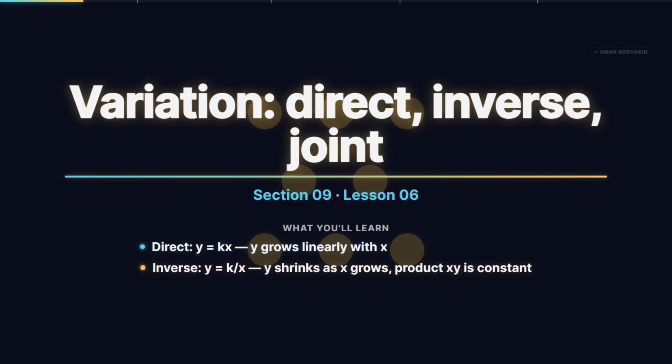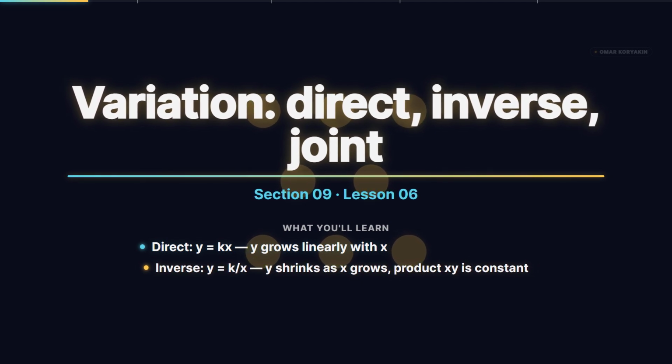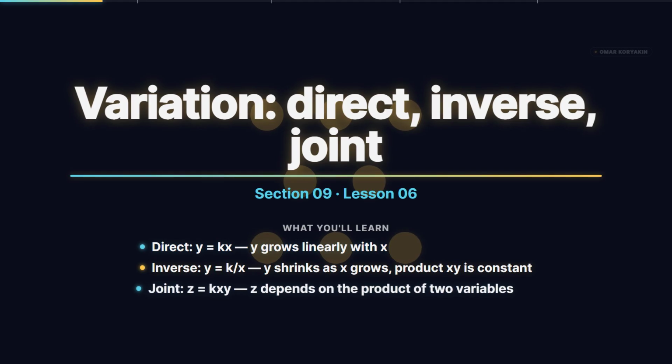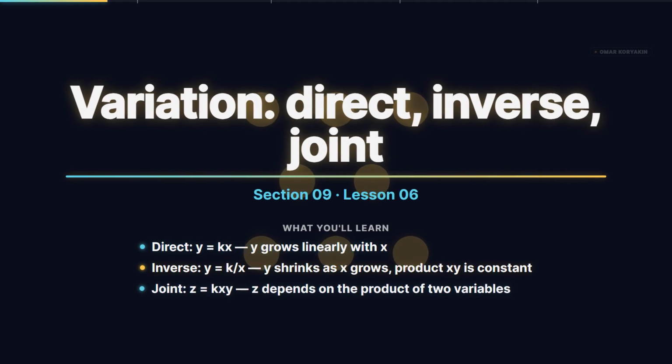Inverse variation says one quantity equals a constant divided by another, y equals k over x. As x grows, y shrinks in proportion. The product x times y stays constant. The graph is a hyperbola with two separate branches.